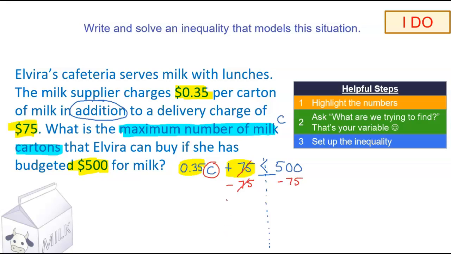Those 75s cancel, we get 0.35C. On this side, we get 500 minus 75 is 425. And then we do not flip the sign. We only subtracted, and subtraction is not a case where we flip the sign. Our next step is to get rid of this 0.35. We are multiplying here, so our inverse operation will be to divide. Divide by 0.35 on both sides.